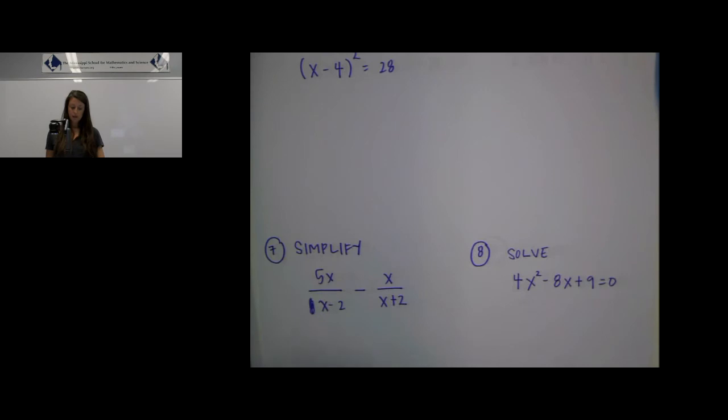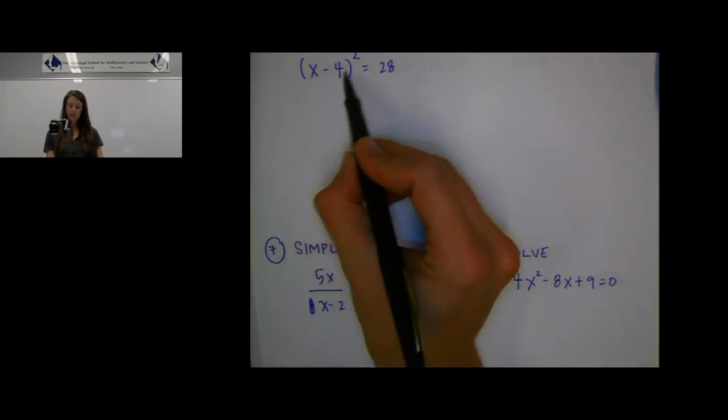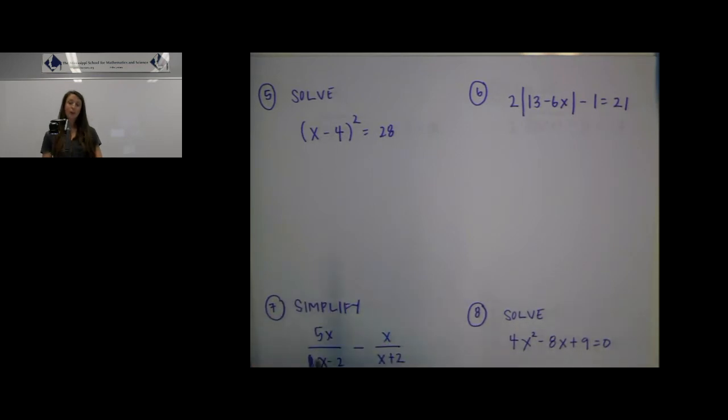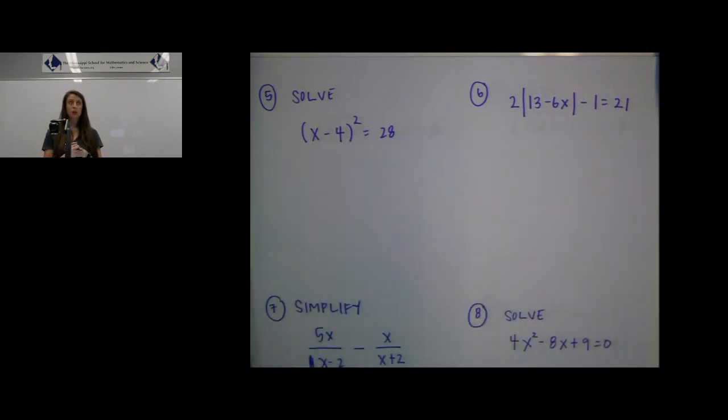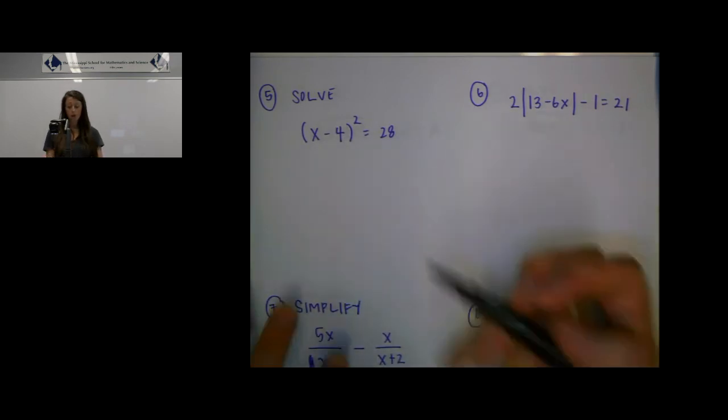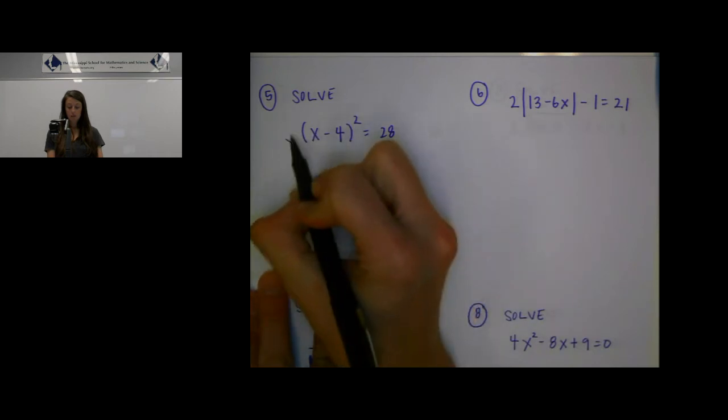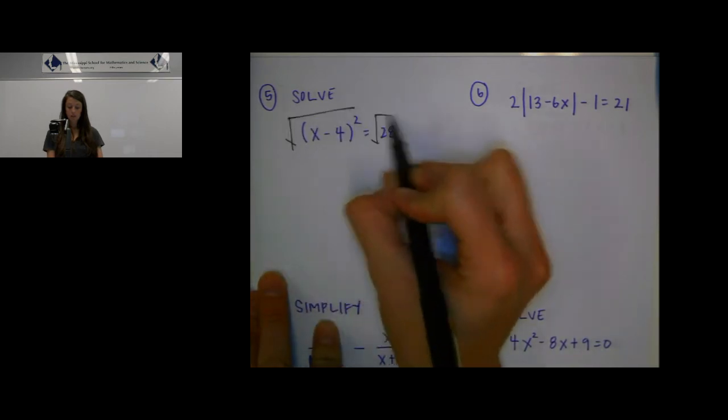All right, let's look at number 5 here. So if I wanted to solve x minus 4 squared is equal to 28, then we can factor it, okay? We could multiply this out, move the 28 over, try to factor it, or we know that this is all squared, so we can go ahead and take the square root of both sides.